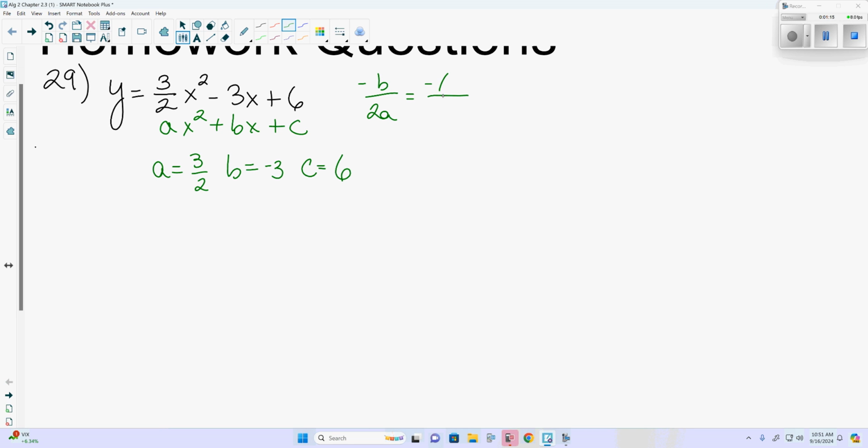So -3 over 2 times 3/2. At this point, we can do this by hand or in the calculator. If we do this by hand, 2 times 3/2 actually works out to be 3, telling us that our negative b over 2a is 1.